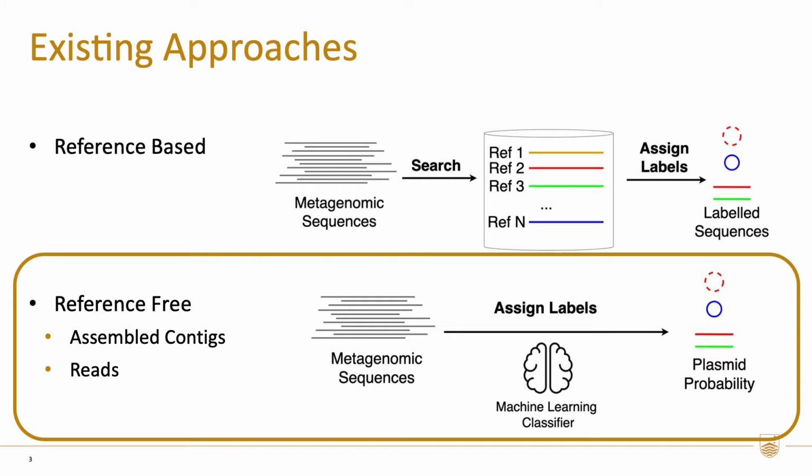The second approach is the reference-free approach. In the reference-free approach, we try to use a machine learning classifier to learn plasmid features. Later, we can use these classifier models to classify unseen sequences without using any reference database. Reference-free methods are popular as they provide more generalized approaches for plasmid detection. In our experiments, we consider reference-free methods as our baselines.